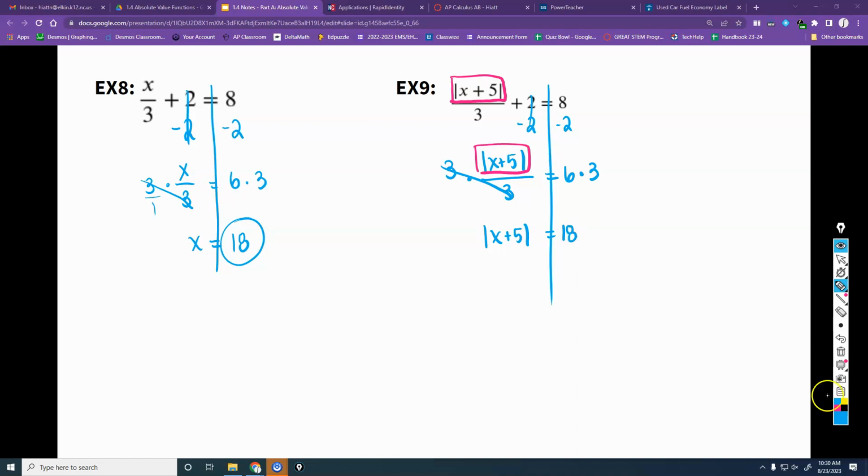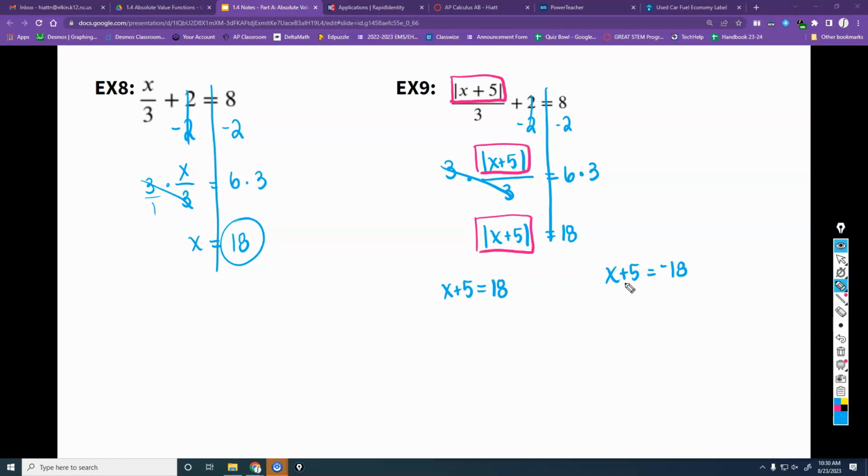Now, at this point, everything on that left-hand side is inside of my absolute value bars, right? So what I need to do is make this two separate equations. Oh, wait. I actually don't want the absolute value bar. Just x plus 5 equals 18. And I'm also going to have x plus 5 equals negative 18.